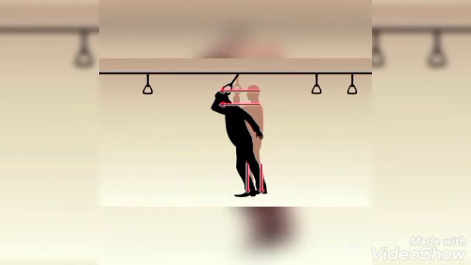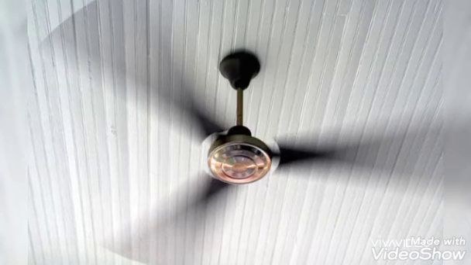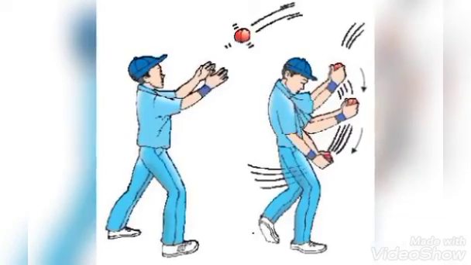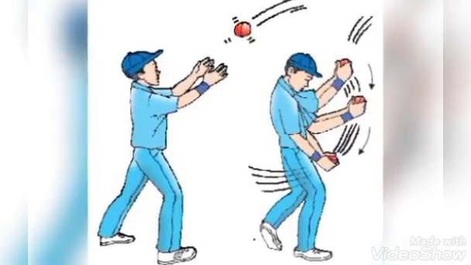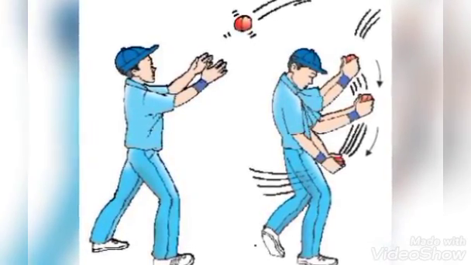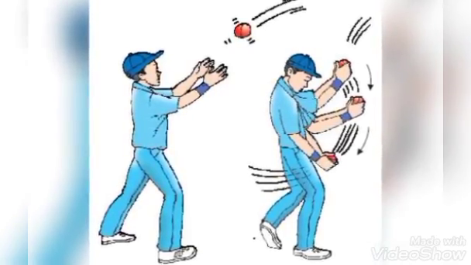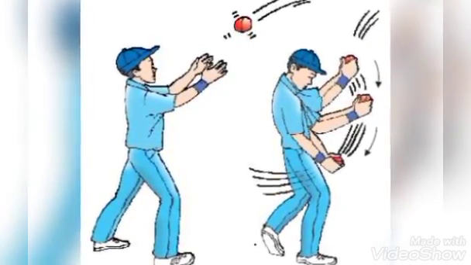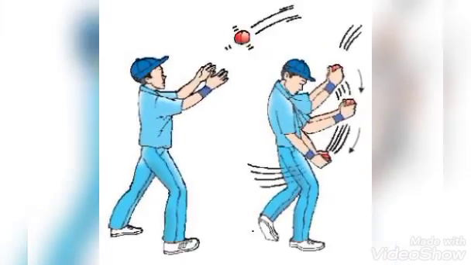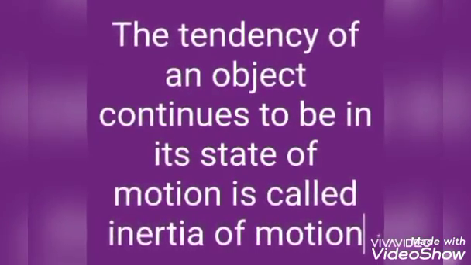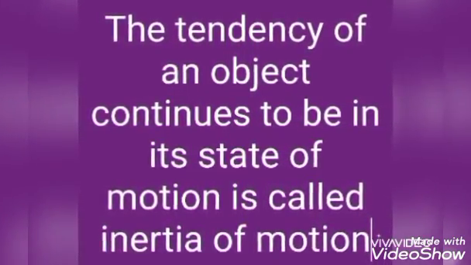Look at the fan in your room. When you switch off, the fan continues to rotate for some time. Isn't it? This is also due to inertia of motion. Let's look at another example. A person is sitting in a train moving with a constant speed. The person throws a ball upwards. Due to inertia of motion, the ball returns to the thrower's hand because the ball also covers the same distance as the train does. Then, what is inertia of motion? The tendency of a body to continue to be in its state of motion is called inertia of motion.